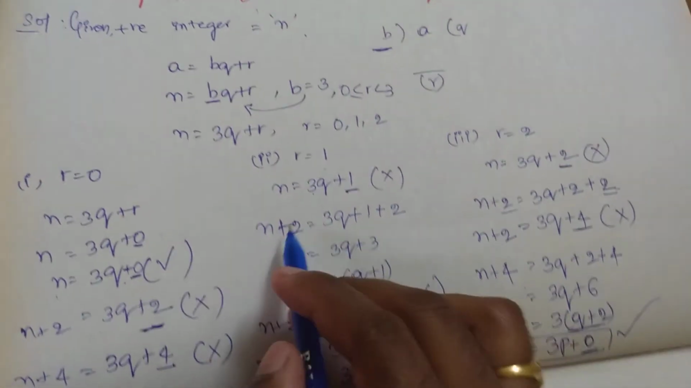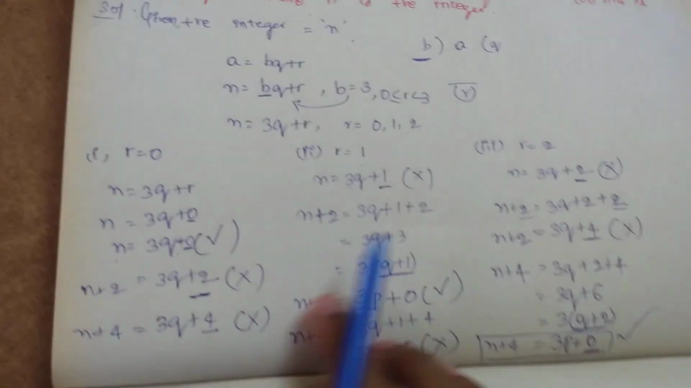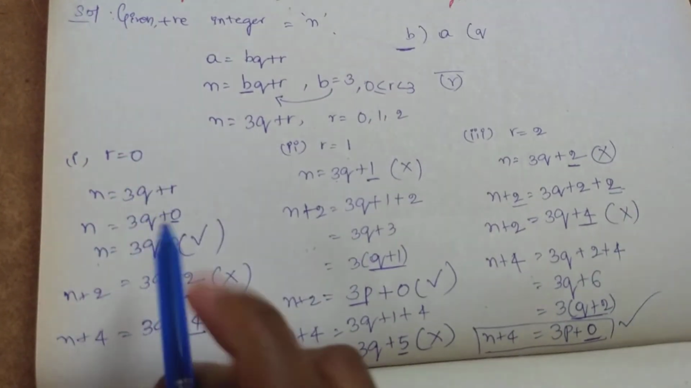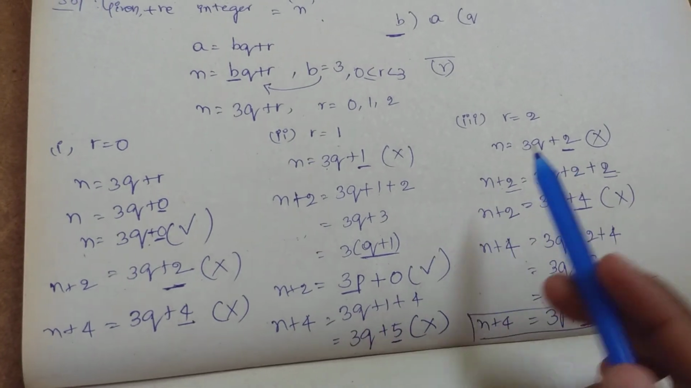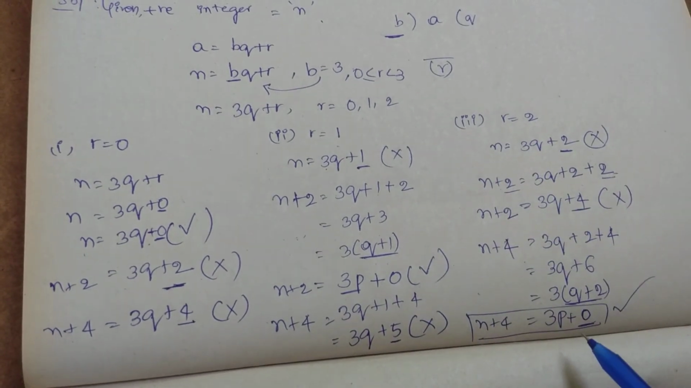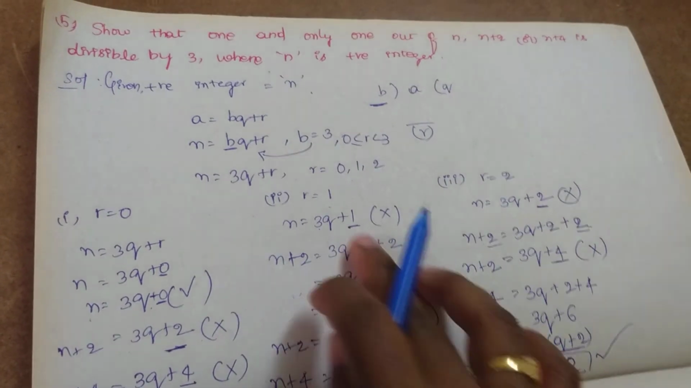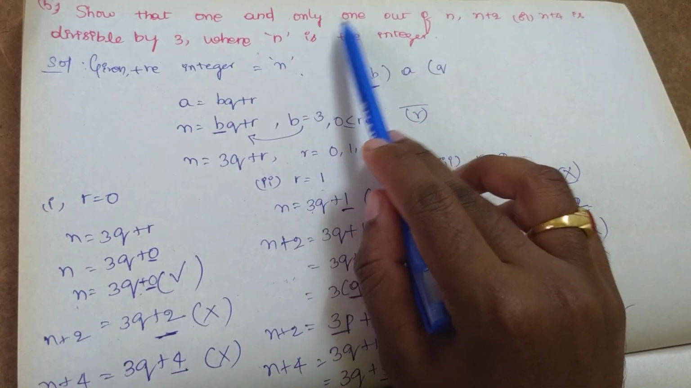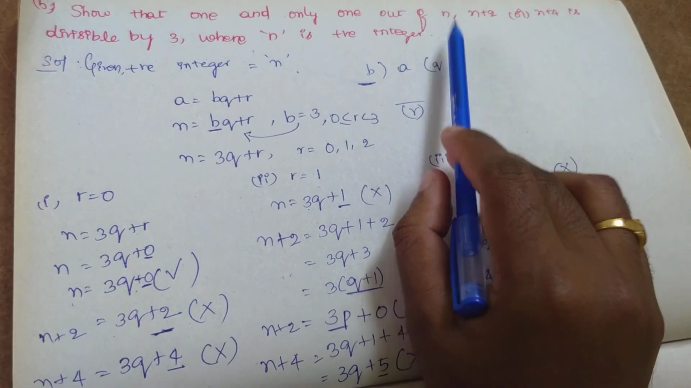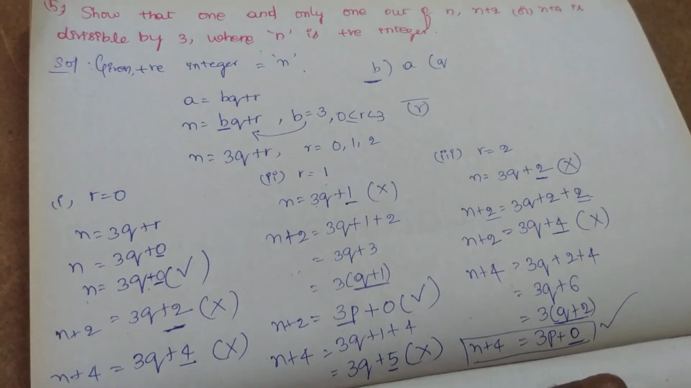So understood, these are the 3 cases. In the case of r equals 0, n is divisible by 3. In the case of r equals 1, n plus 2 is divisible by 3. In the case of r equals 2, n plus 4 is divisible by 3. In the question it is mentioned that only one has to be divisible. So hence it is proved. This is the solution.